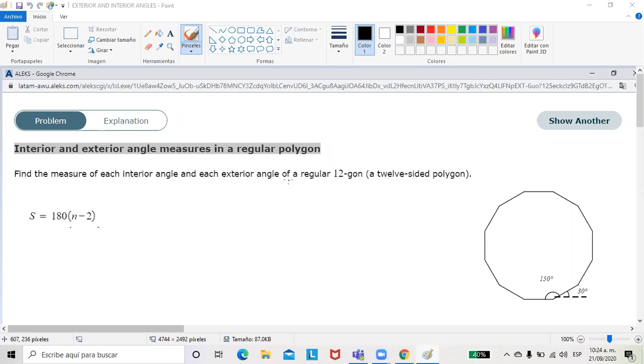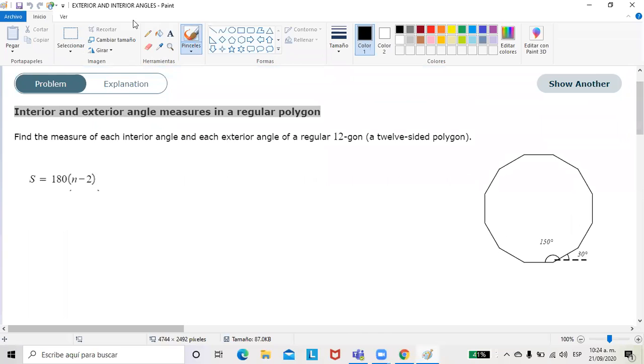Okay, guys, what we are going to see today is very easy. It's about interior and exterior angles measured in a regular polygon. This is very simple because I told you this before in high school.